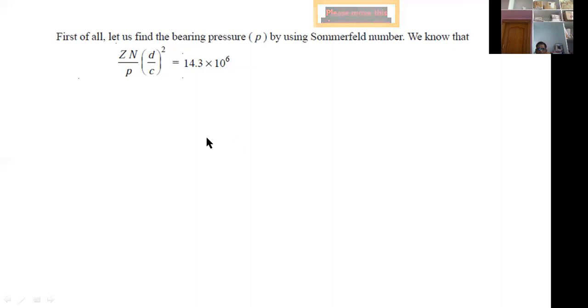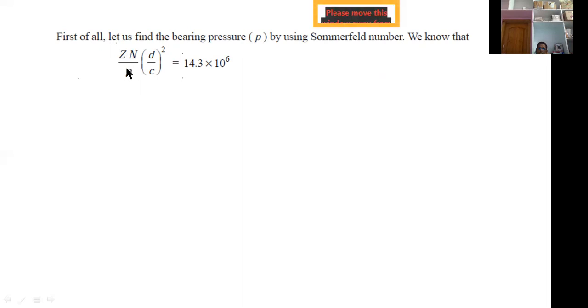First of all, you have to find that value. So from the Sommerfeld number, you have to find the value of bearing pressure. This is the expression for the Sommerfeld number: ZN by P into (D by C) whole square equal to 14.3 into 10 power 6. This is the formula for the Sommerfeld number. Here Z is the absolute viscosity, which is given in our problem. N is the speed of the shaft in revolutions per minute. This one also is given.